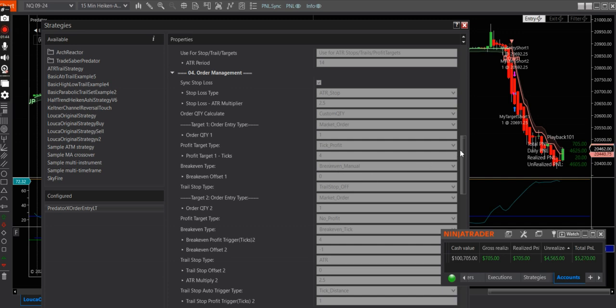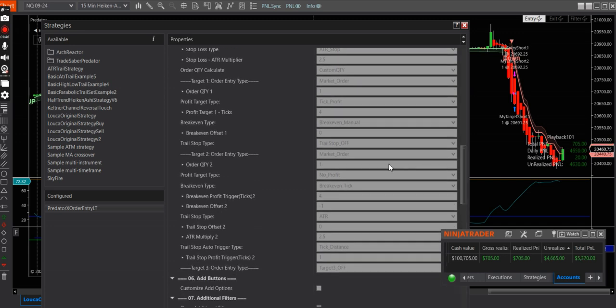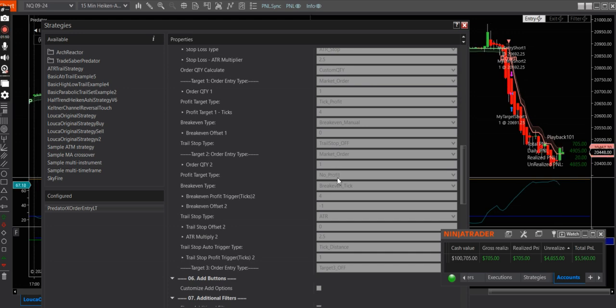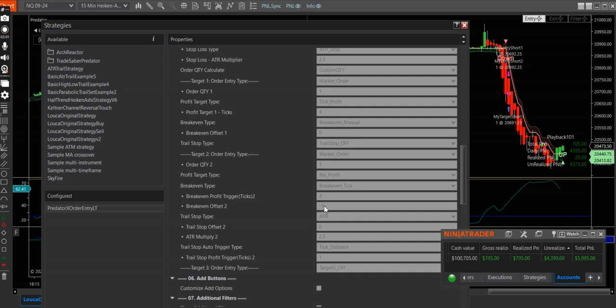And it also has a second contract. The second contract has no profit target, but it does have a break even. So once I reach 4 ticks, then that second contract will move to break even minus 1. I need to give it a little bit of room, because I notice every time it breaks even exactly, I get stopped out. So I just want to leave 1 tick back and see how that works.